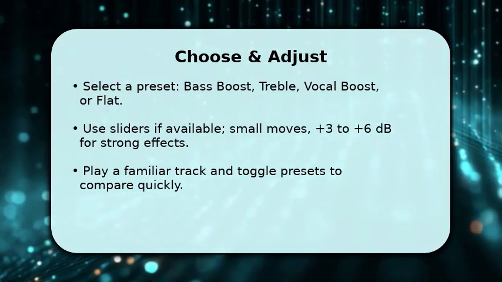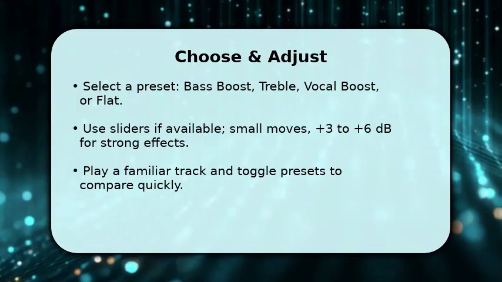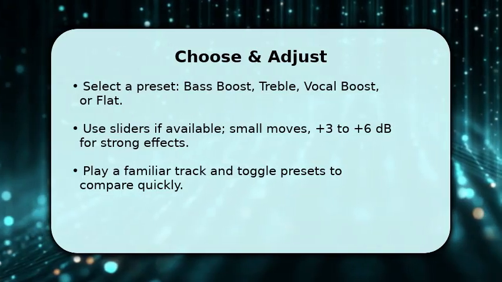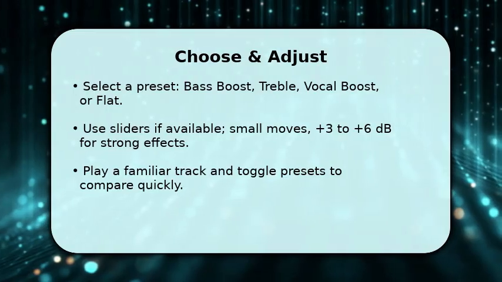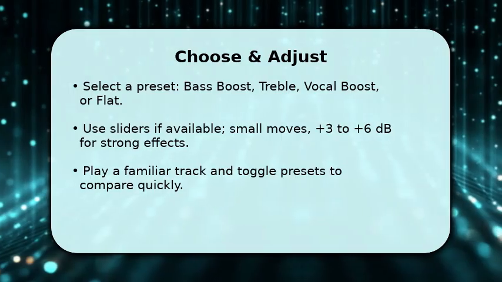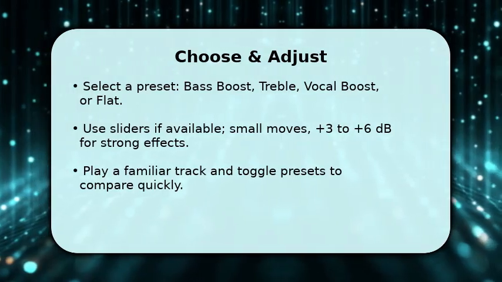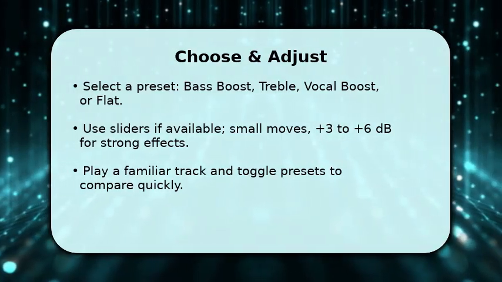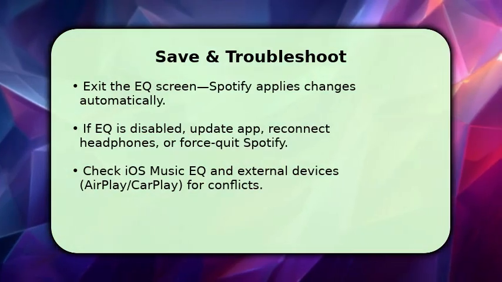If Spotify shows sliders, target low end for bass or high end for clarity, and use mid adjustments to bring vocals forward. Make sure to toggle between presets while the song plays to hear the differences immediately. When you're happy, exit the EQ screen. Spotify applies changes automatically so you can continue listening.